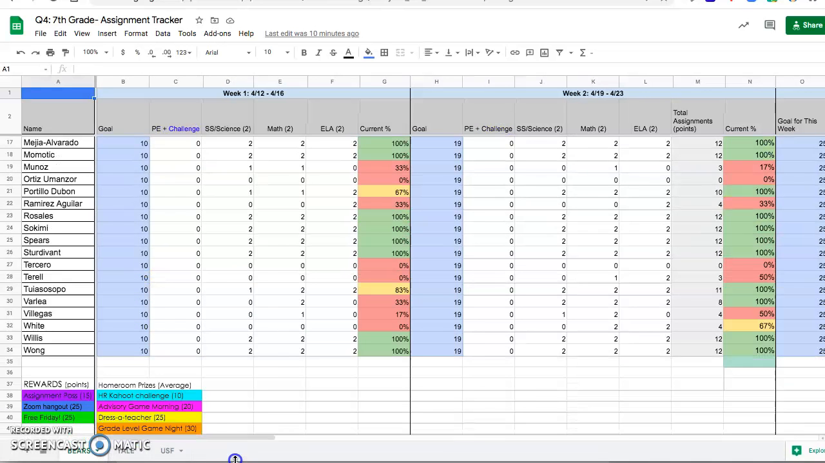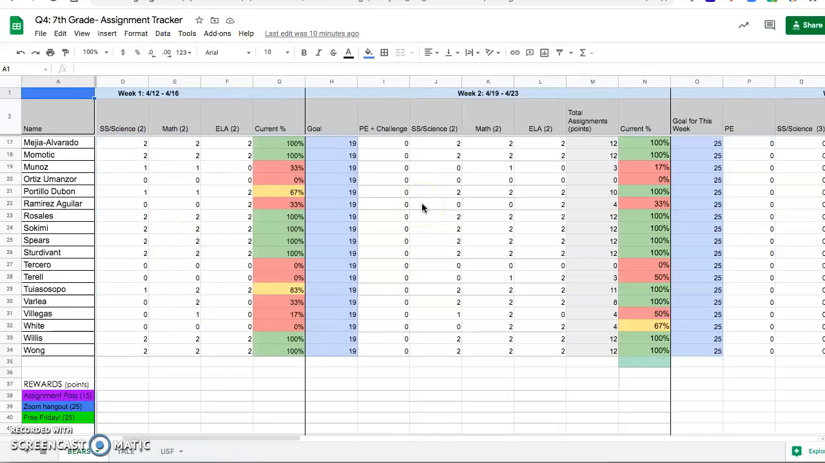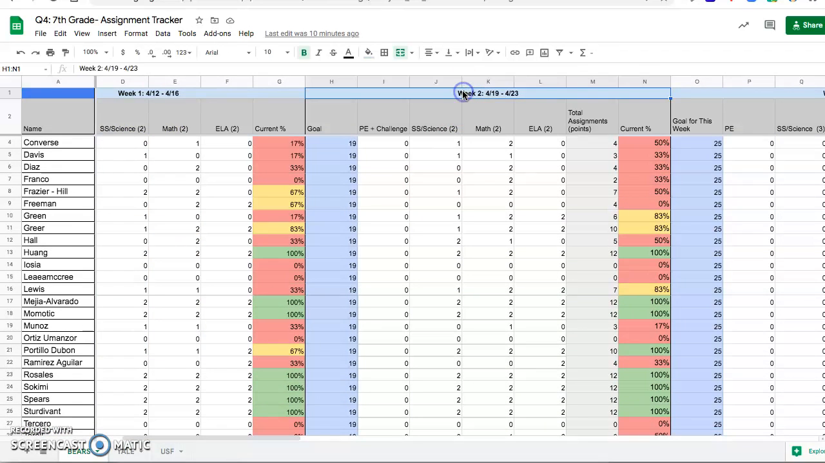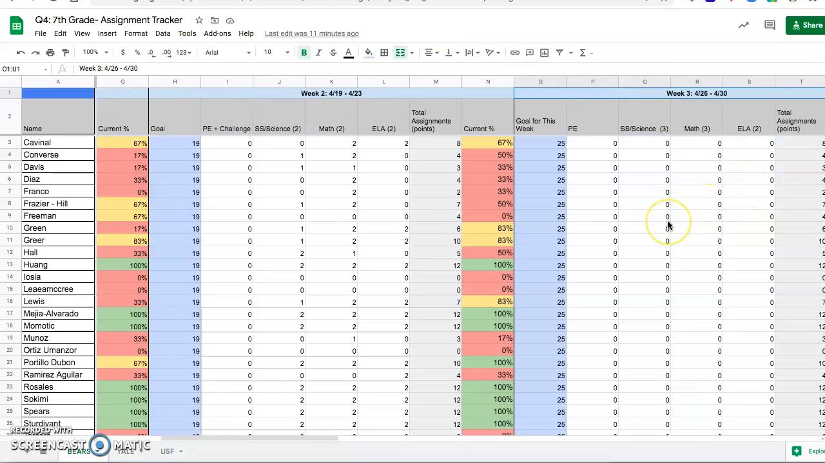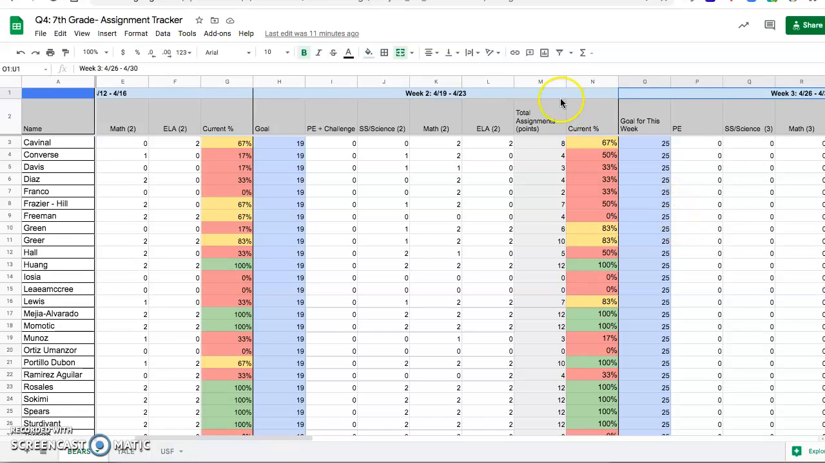The next thing is to check the week. So right now we just finished week 2 and now we're currently on week 3, but nothing's been updated yet because we just started week 3. So for you, you would check how your student did in week 2.